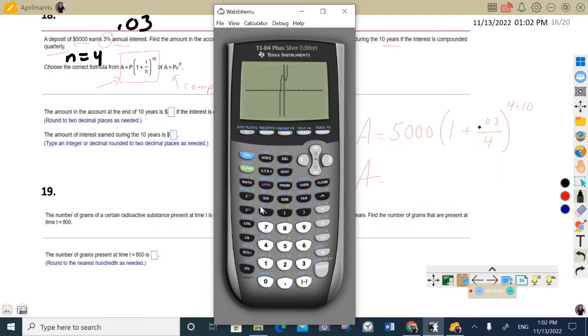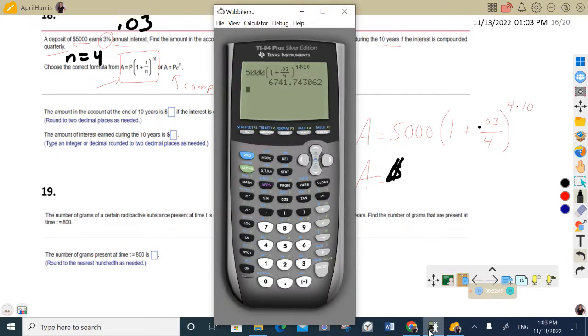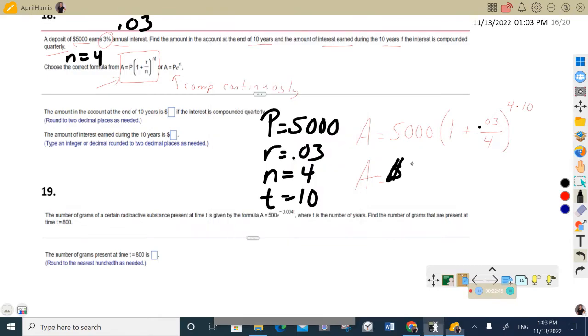So we're going to go second quit, 5,000, parentheses, 1 plus a fraction, so alpha y equals. We got 0.03 over 4, close parentheses, to the 4 times 10 power, which I know is 40, but I'm just going to leave it like that. And so we get 6,741.